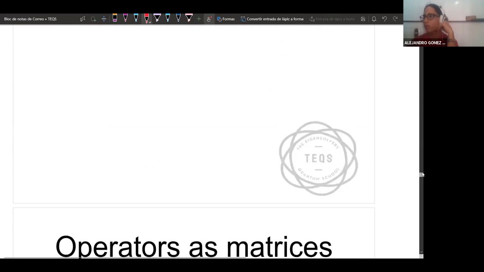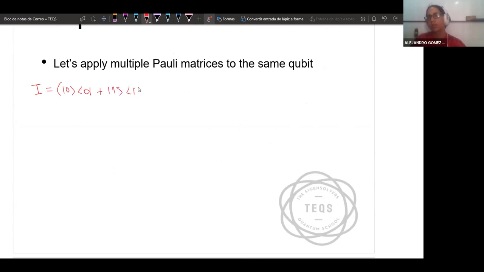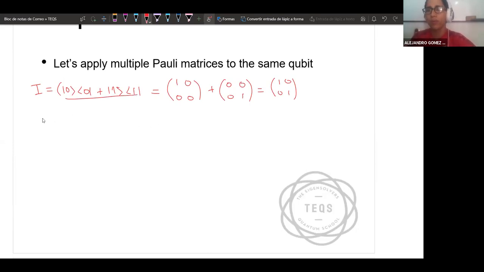We have space. Okay, so the identity operator was ket 0 bra 0 plus ket 1 bra 1. And this is 1, 0, 0, 1 plus 0, 0, 0, 1. So our result is just the identity matrix. That's why this operator is called the identity operator. We can do the same with X, Y, and Z.